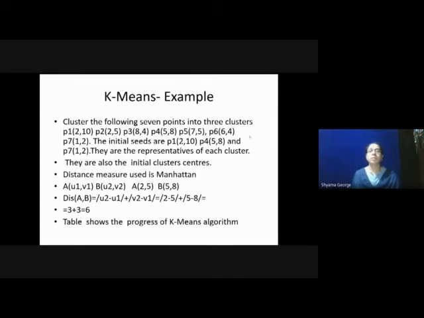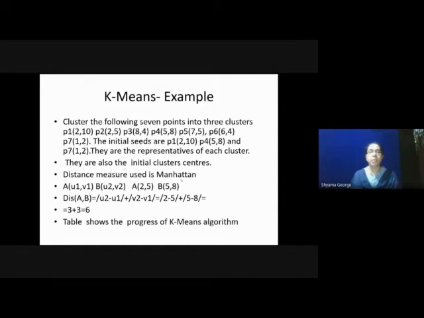Now we will see a problem where we are using the K-means clustering algorithm. There are 7 points. P1 is (2, 10), P2 (2, 5), P3 (8, 4), P4 (5, 8), and so on. Here we are assuming that P1, P4, and P7 are the initial centroids or the seed points. They are the representatives of each cluster. They are also the initial clusters.